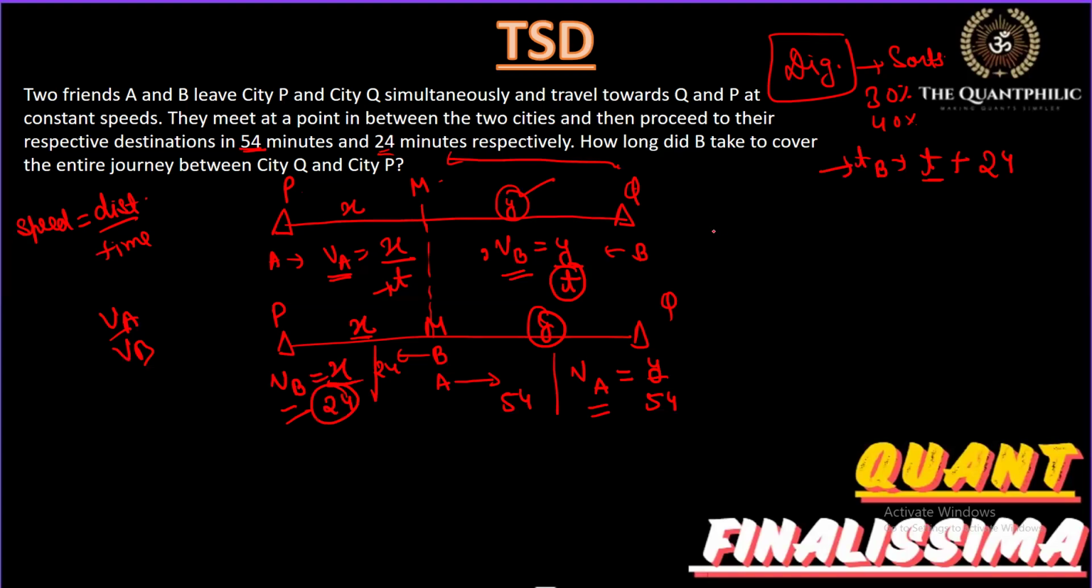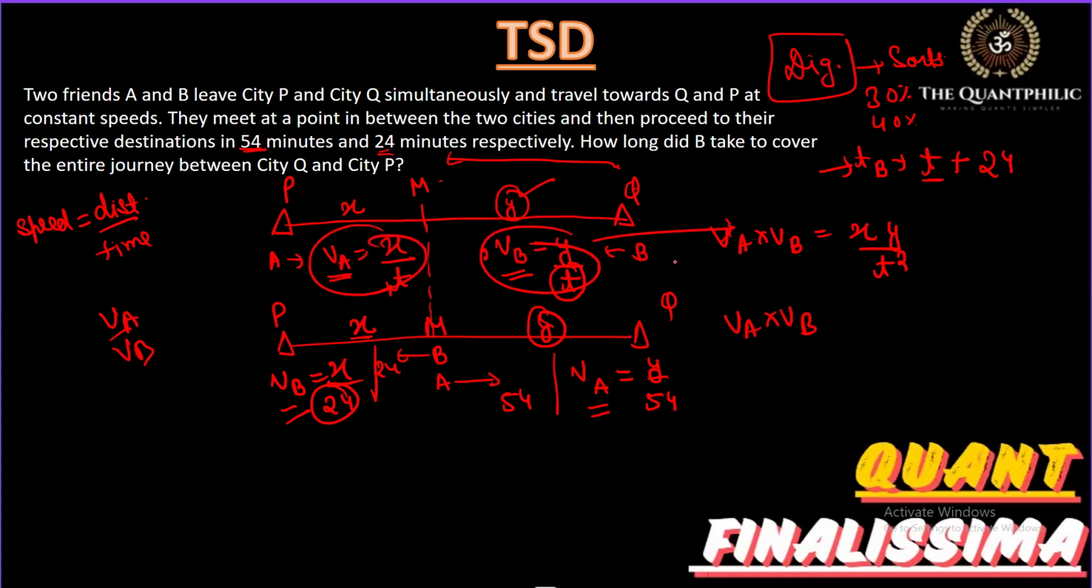So if we multiply it, what do we get? We get VA into VB is equal to x into y divided by t square. T into t square. Here, if we multiply, what do we get? VA into VB. Okay, these both I have multiplied to get this, and now these both I am multiplying to get this. Again, in the numerator, we have x into y only. So x into y divided by, we have 54 into 24.